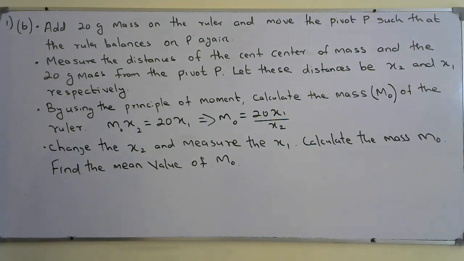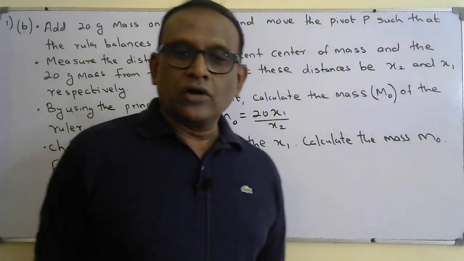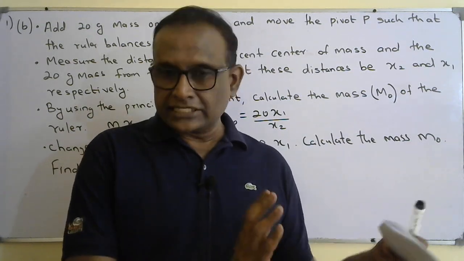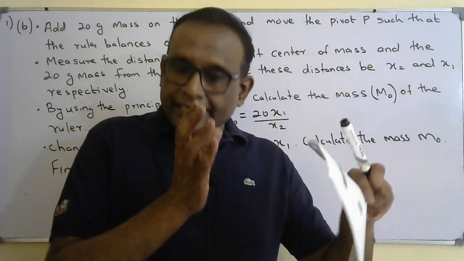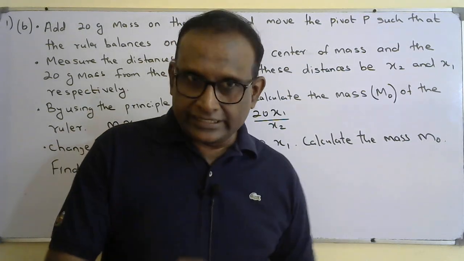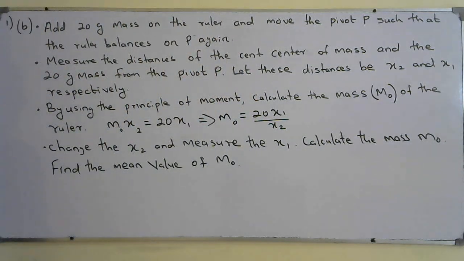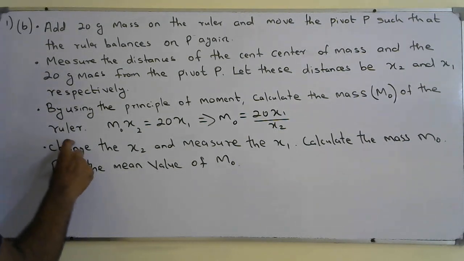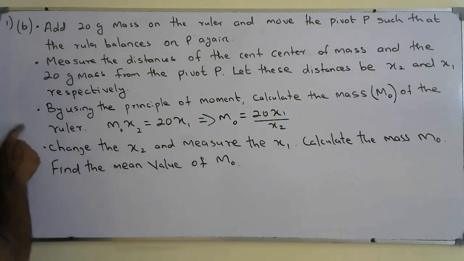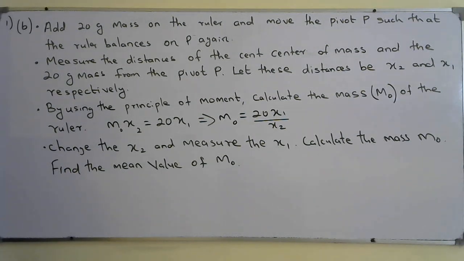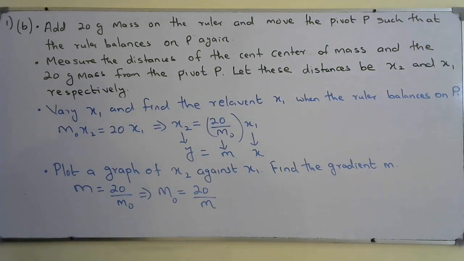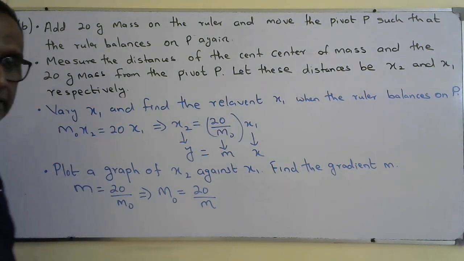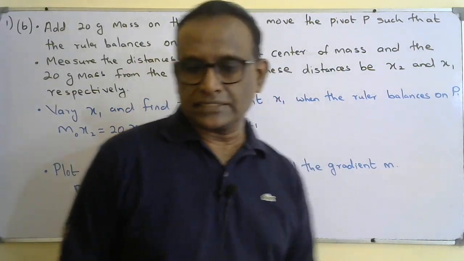Okay, so this first method, without graph, we find different sets of x1, x2 and we calculate each time the mass of the ruler, then find the mean value. The second method, up to here the same, here we are going to tell about graph. So this will come as the third point. So I'll write the next method, the graphical method. Okay, so this is the second method where we describe by using graphical method. Either way, we can give the answer.